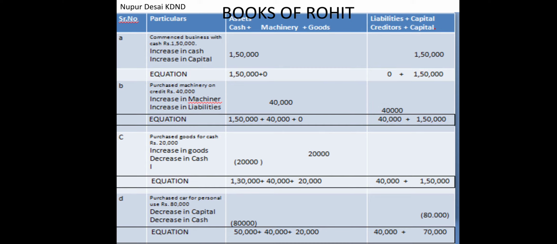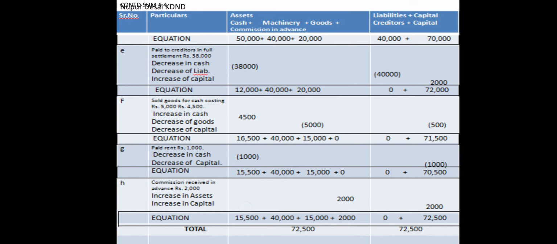Now comes purchase car for personal use. Now for personal use they are purchasing a car, so that is drawings. So drawings will always reflect a decrease in capital, and there is a decrease in cash. So on both sides 80,000 will be reduced. Now this last equation we have to again carry forward to the next pattern, and that I have done. So now we will be moving towards that.